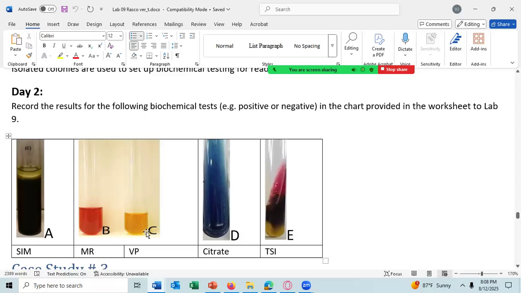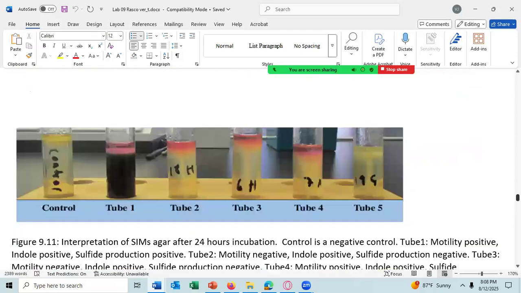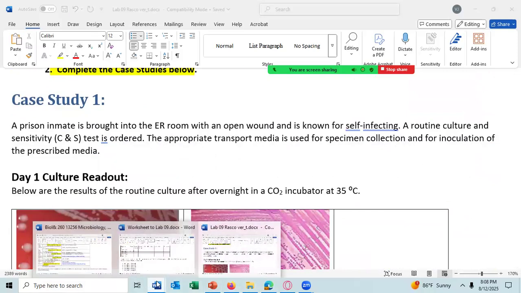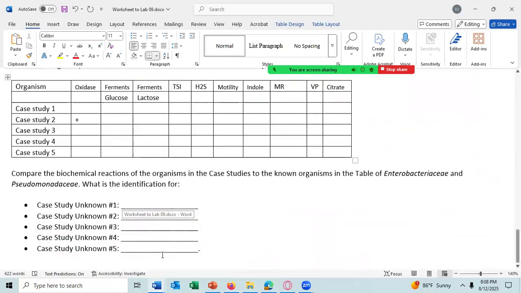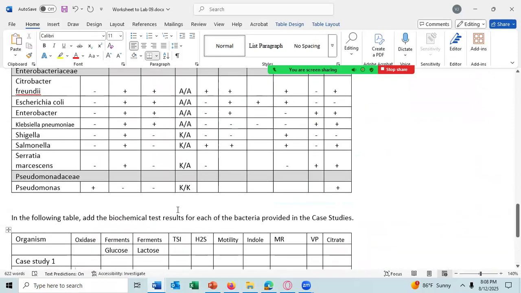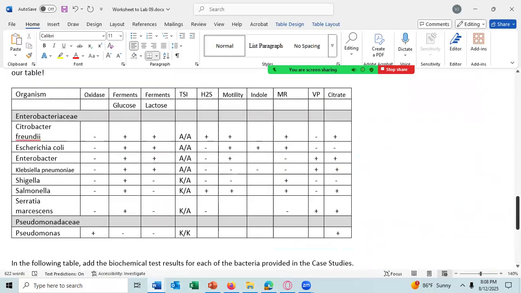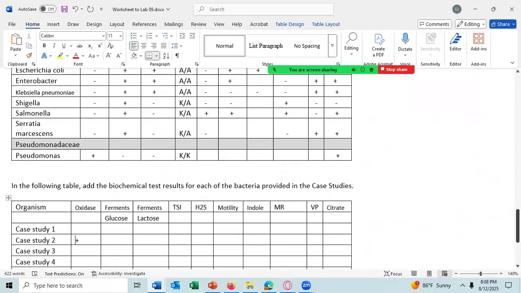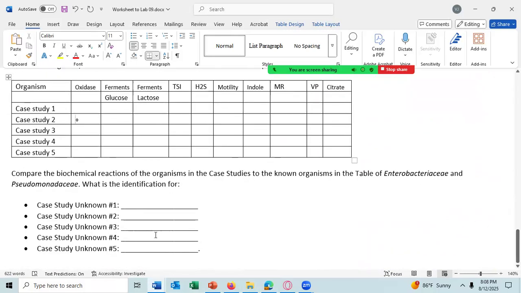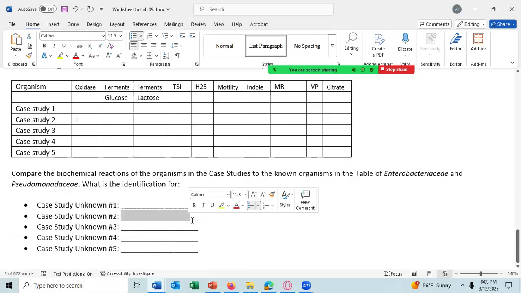So this is, I won't tell you what it is, but the MR test and the VP test. And then, oh, where do I have that? And then look at the case studies. So here's the case study here. And once you have this filled out, look and see what species it is. And then give me the name of the species under the case study here. Any question about any of that?